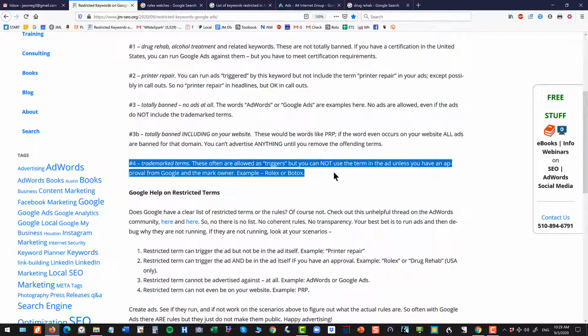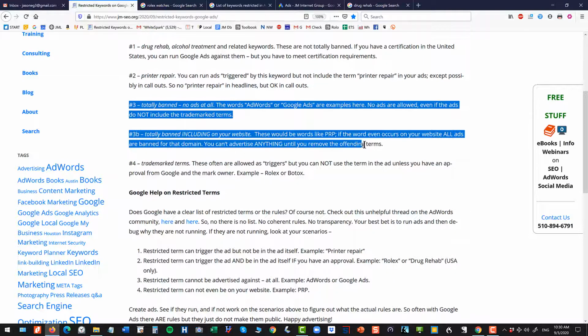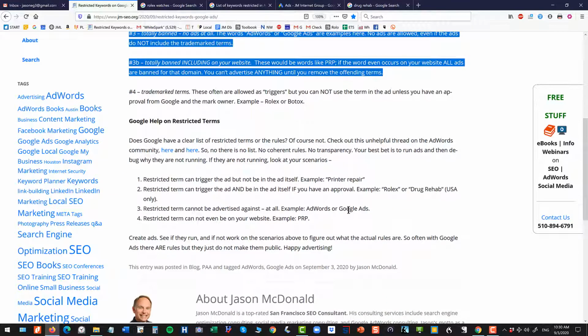So that's kind of the most common. But there are other ones that are out there, and I think 3 and 3B on my list are the ones where you just kind of scratch your head, right? You can't advertise on Google Ads or AdWords. And if you put PRP anywhere on your website, and I'm going to have to take it off this blog post now that I think about it, it can ban the entire website from being able to advertise. So the long and short of it is you need to experiment as you're running.